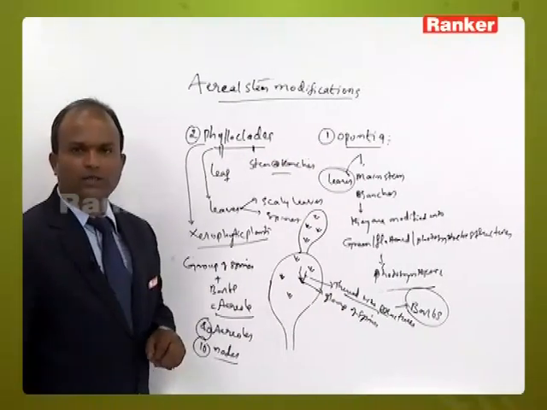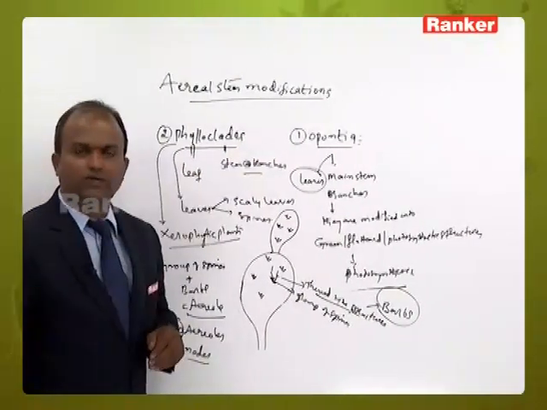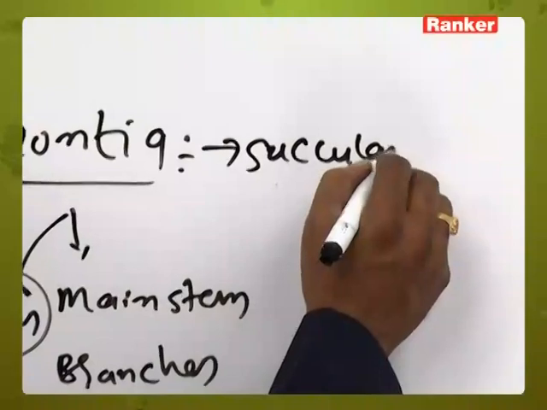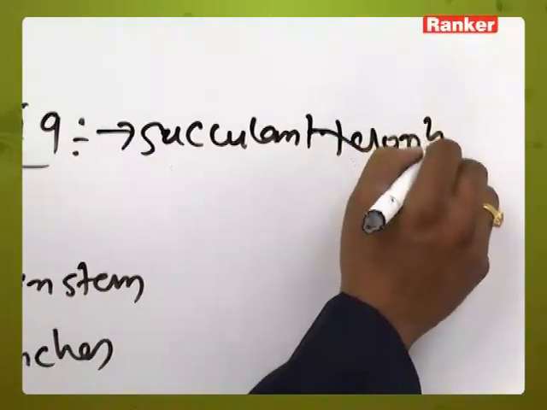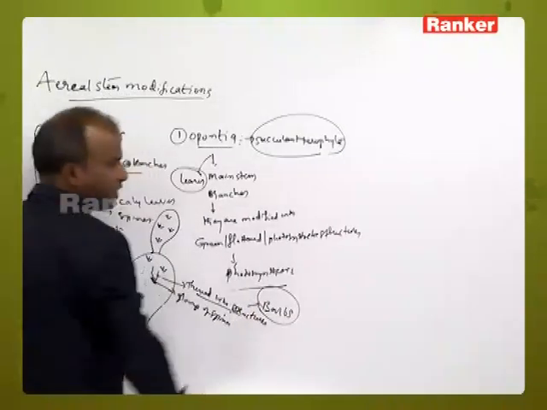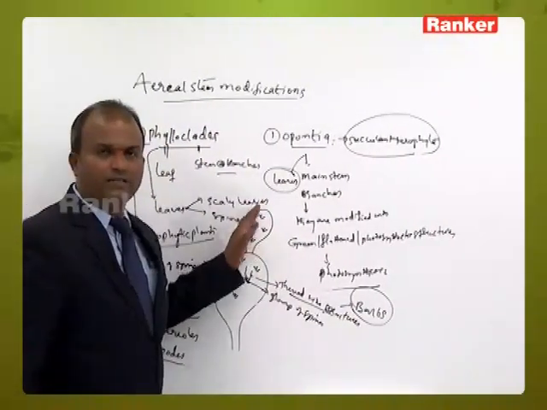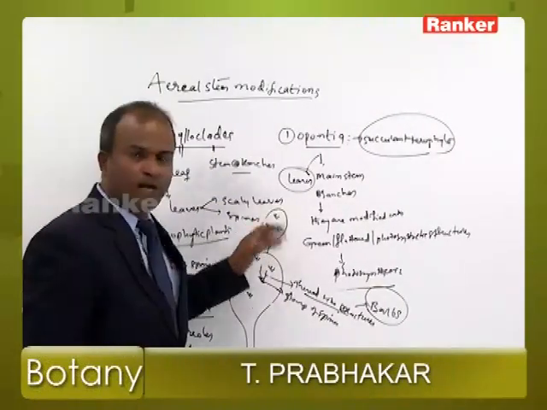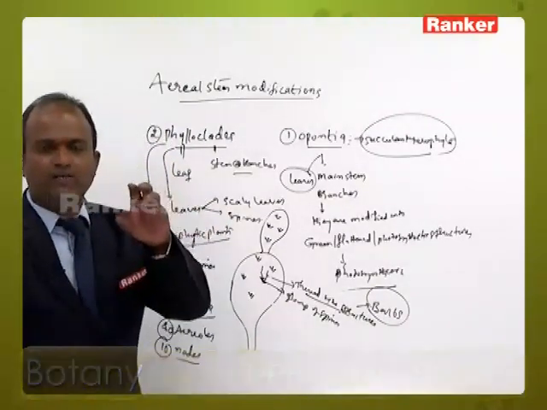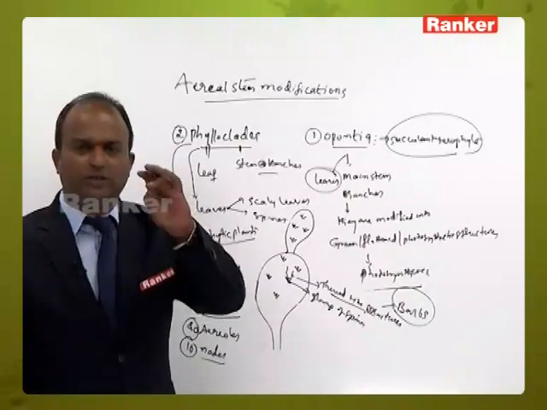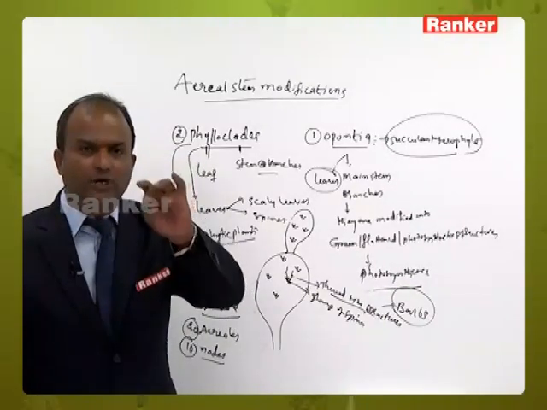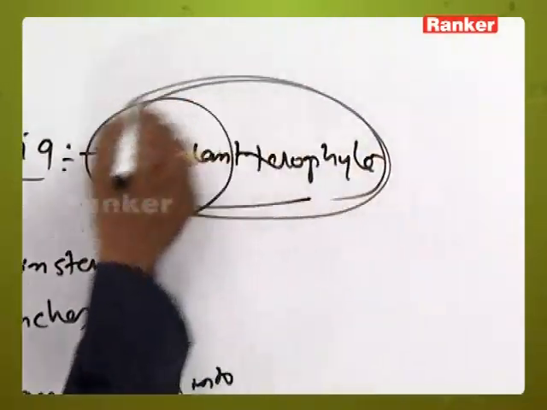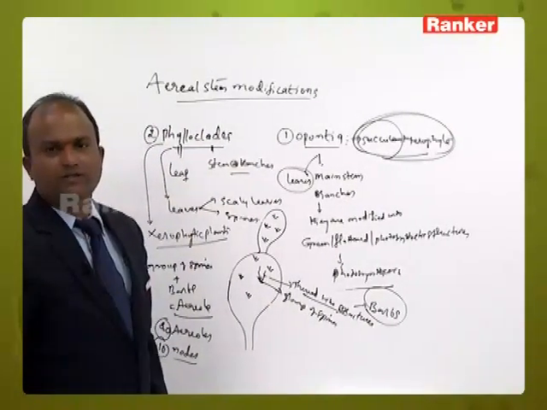This is about Opuntia. Opuntia is one of the good examples of a succulent xerophyte. What is meant by succulent xerophyte? That means the stems and branches store food materials by means of photosynthesis, and they store water in the form of mucilage, due to which they are modified into succulent structures. So this xerophyte is also called a succulent xerophyte.